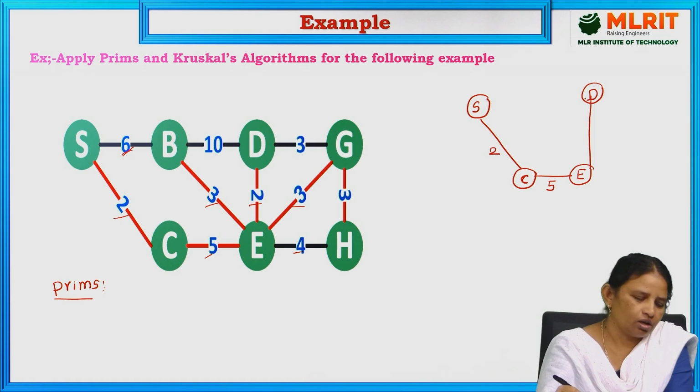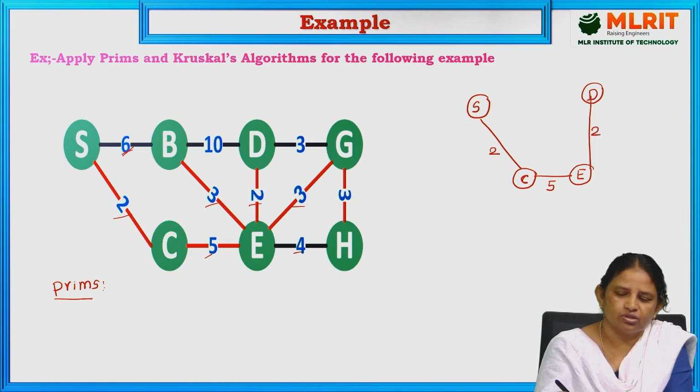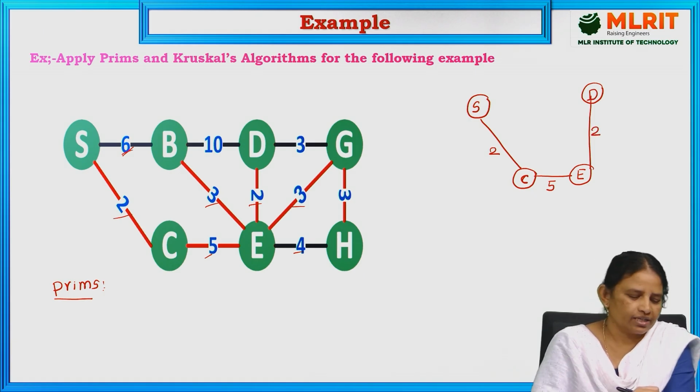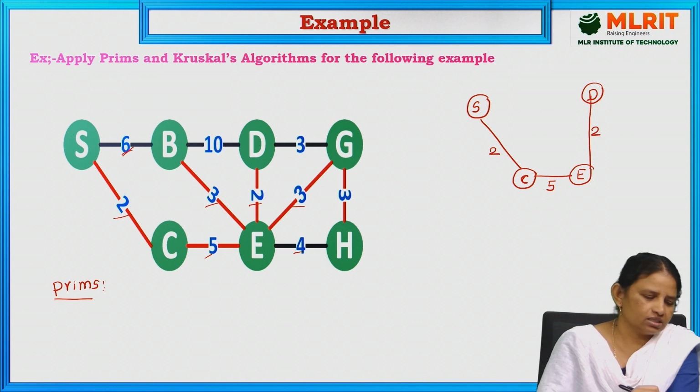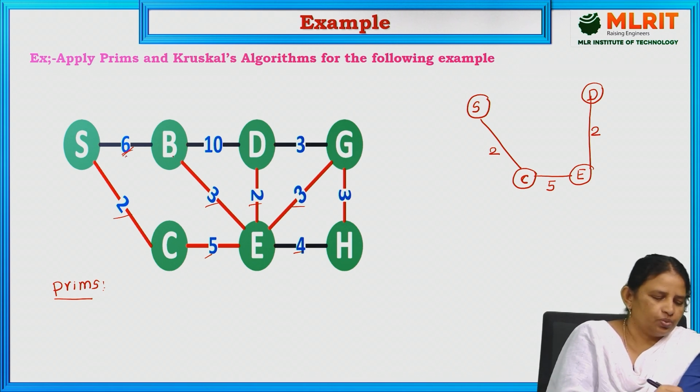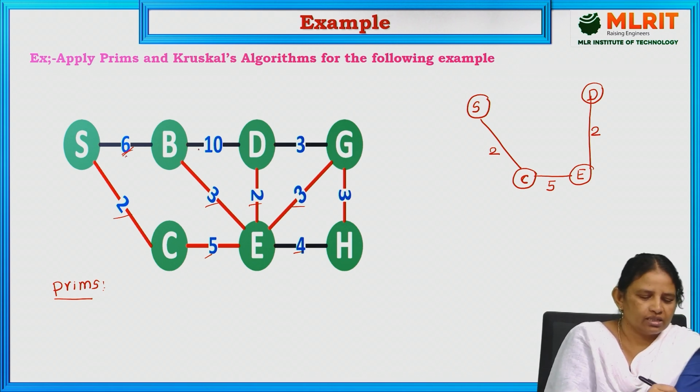What is the total cost of the spanning tree? That is 2. Next, what are the adjacent vertices? B, S to B, then D to D, 6, 10. After that 3, 3, 4. Which is the least cost? We have to write E to B.